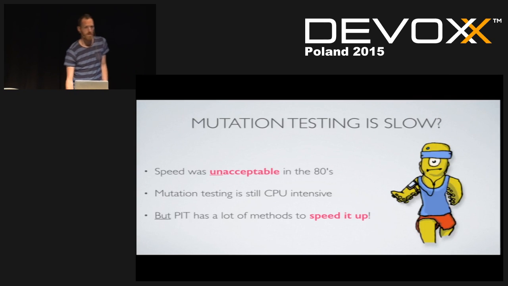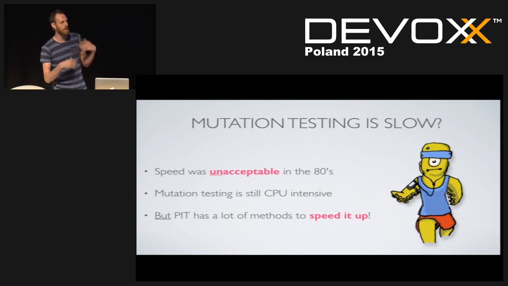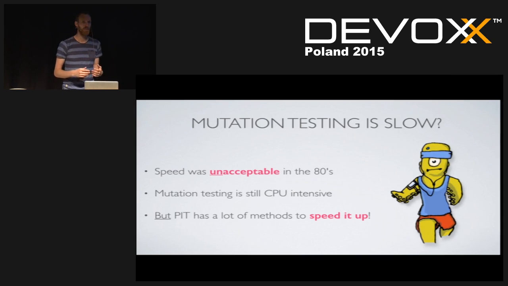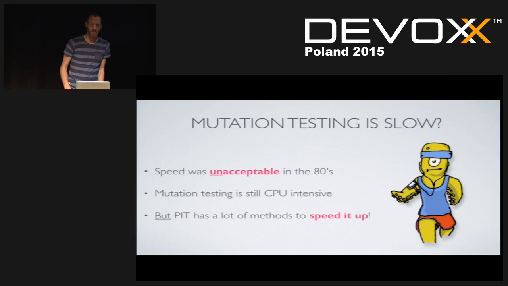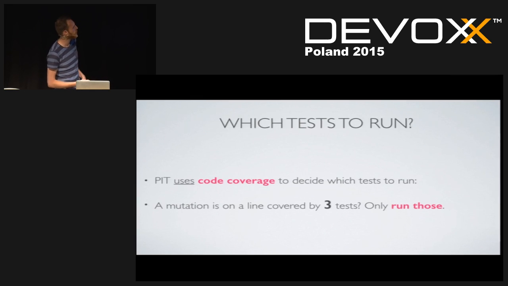So what's the reason mutation testing wasn't really used? It's all based on speed. Because you're generating thousands of mutants, and you need to run your tests each and every time. That can quickly become a problem, right? And that's also why it was unacceptable in the 80s. It's very CPU intensive. But there are a lot of methods to speed it up, and that's actually a good thing. Let's do a small example.